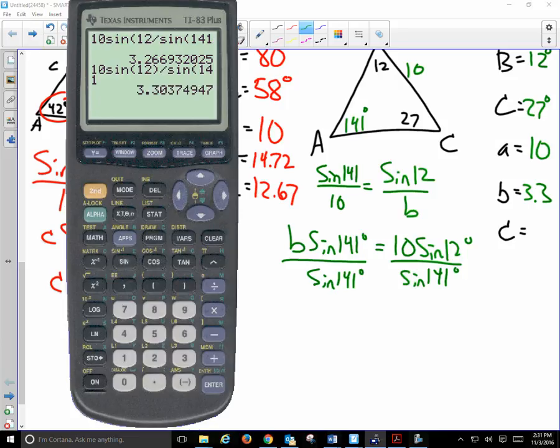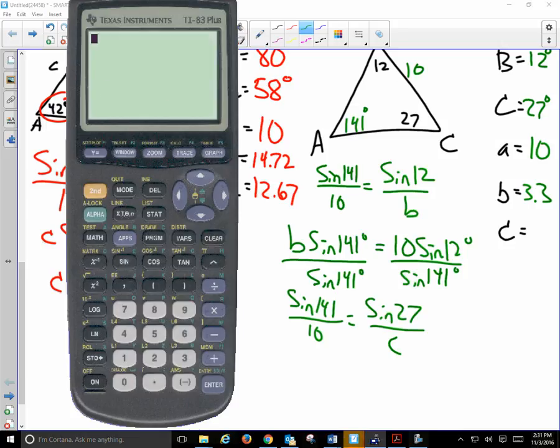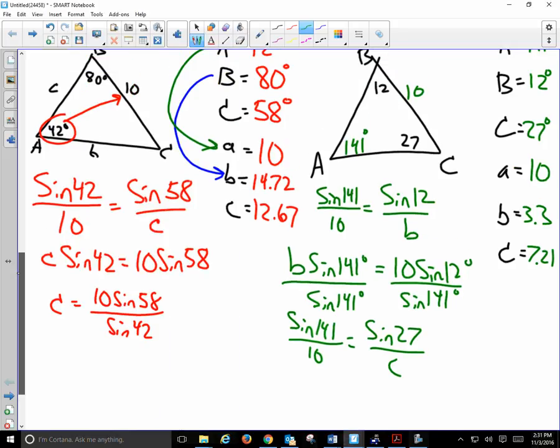See that? Okay, so we find C by the same thing. Sine of 141 over 10 is equal to the sine of angle 27 over side C. We cross multiply. 10 sine of 27 divided by sine of 141. 7.21. What do you think?